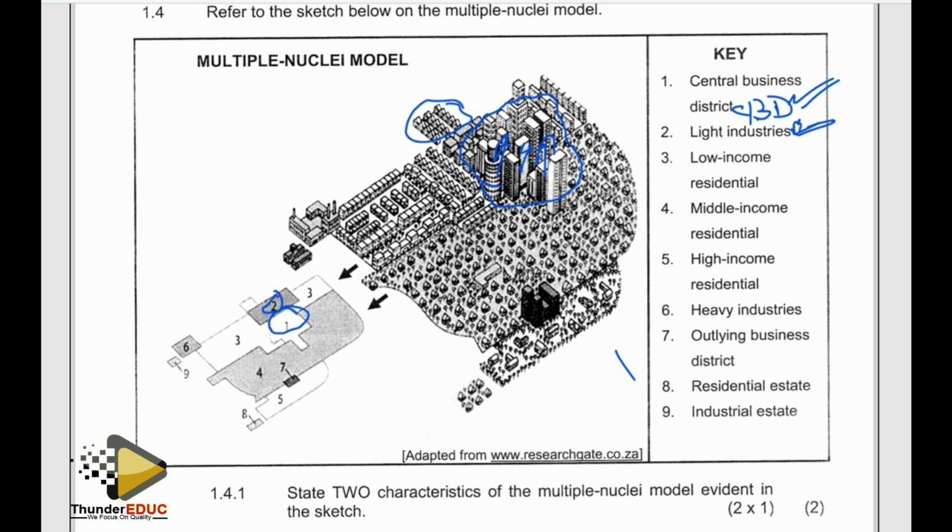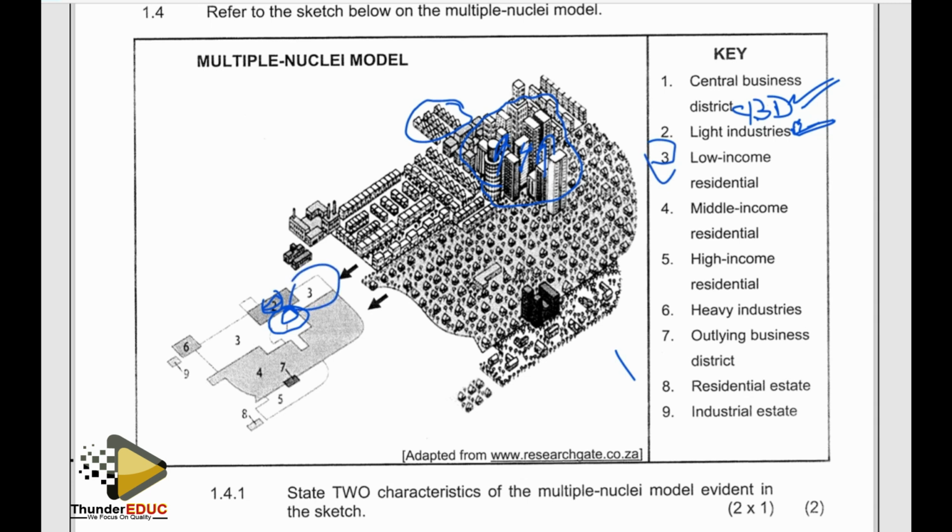That is why they are compatible with the CBD here. We are having our CBD at number 1, and the light industries we tend to find just close to the CBD. It's just occurring in close proximity to the CBD, for the reasons being that those activities do not cause much pollution, and hence they can be compatible with either residential areas or the CBD. Then we have the low income residential area, which is number 3 there.